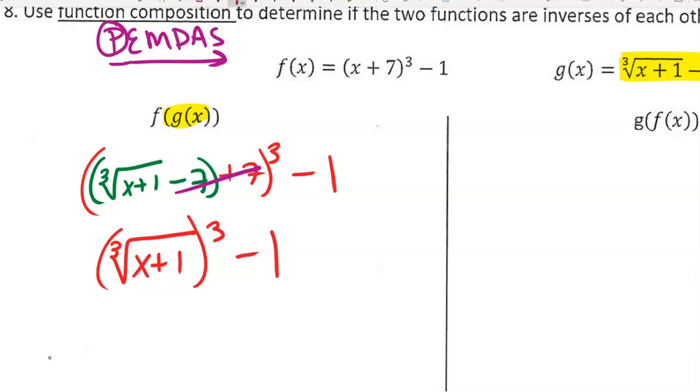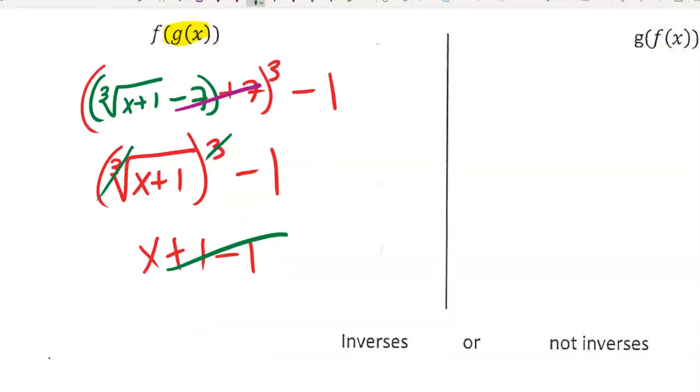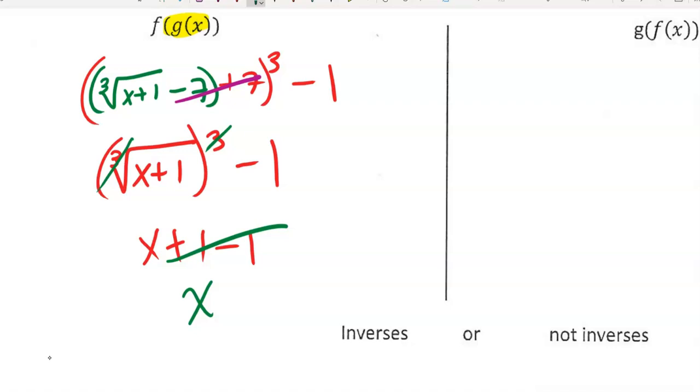All right, so moving on from the P, now we go to E, exponents. Looking at our exponents, can we cancel out those exponents? Yeah, we have a cube and a cube root. Those cancel out. And our last cancellation are the ones, the addition and subtraction. Done. And we have simplified down to x.